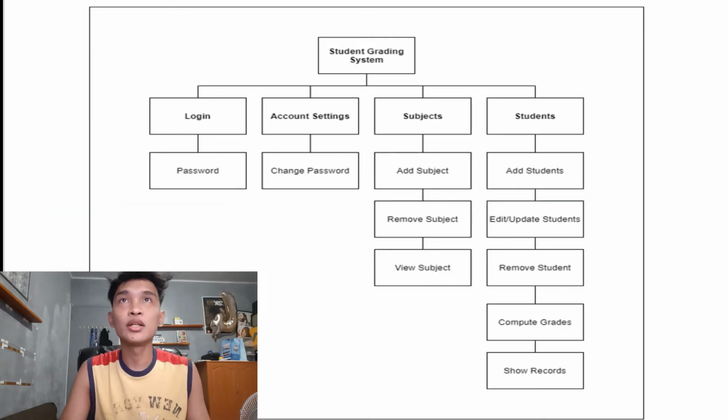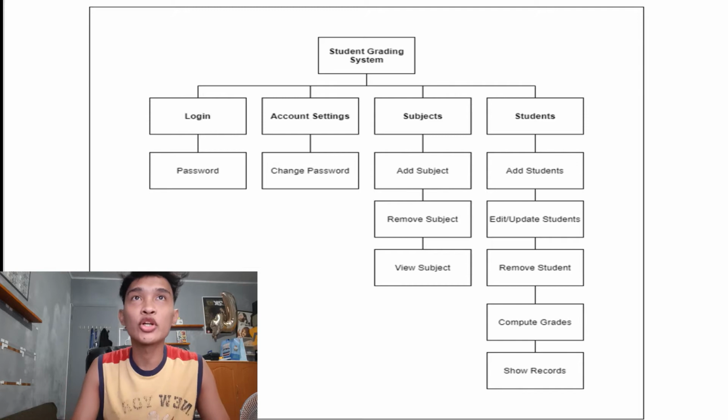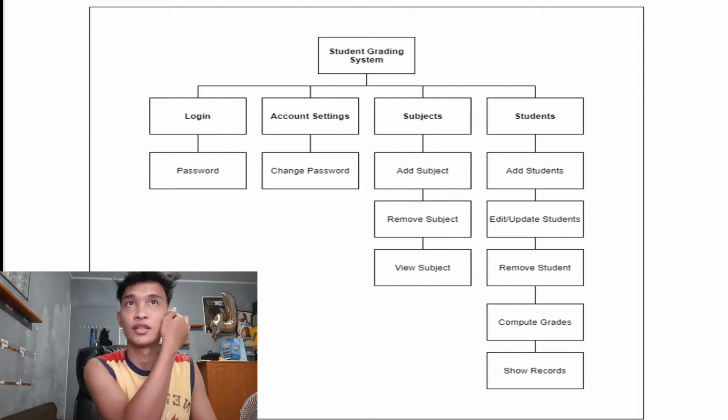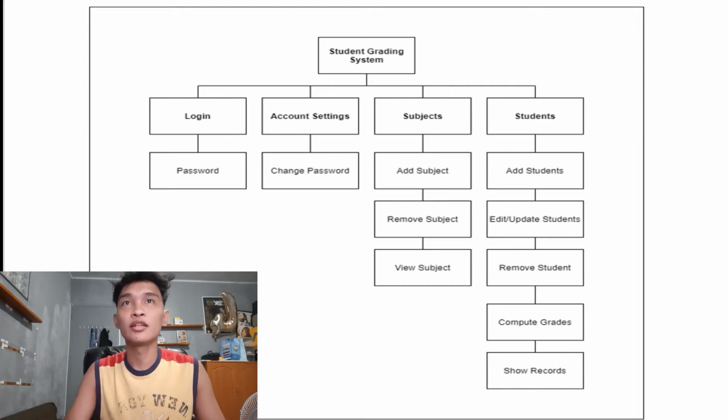So this is our requirements documentation. Student grading: login and password, and account setting to change the password. Subjects: add subject, remove subject, and view subject. Students: add student, edit and update student, remove student, and compute, create, and show records.